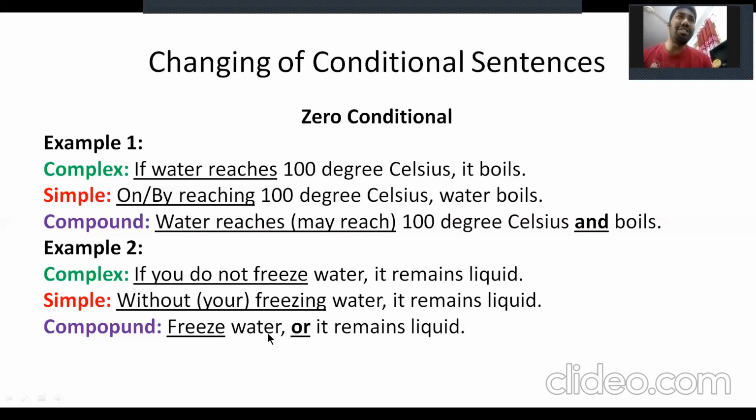To make the sentence compound, the first clause is turned into an imperative sentence and used with the conjunction or. So: freeze water or it remains liquid. From the compound sentence, we also drop the negative part of the sentence as it is expressed with the conjunction or. Moving to the first conditional sentence.